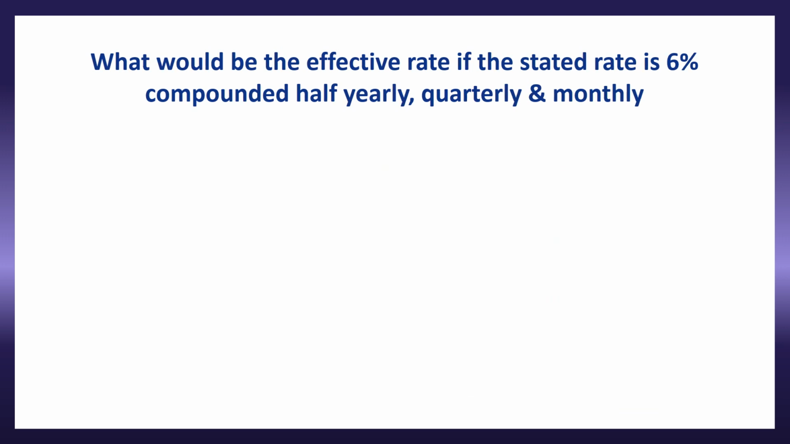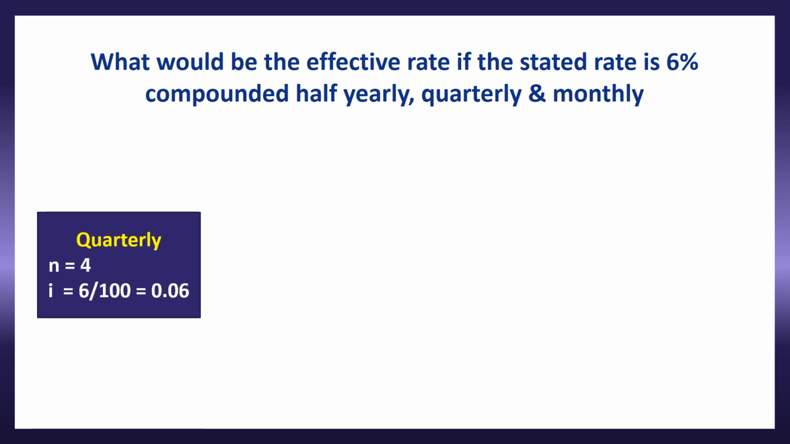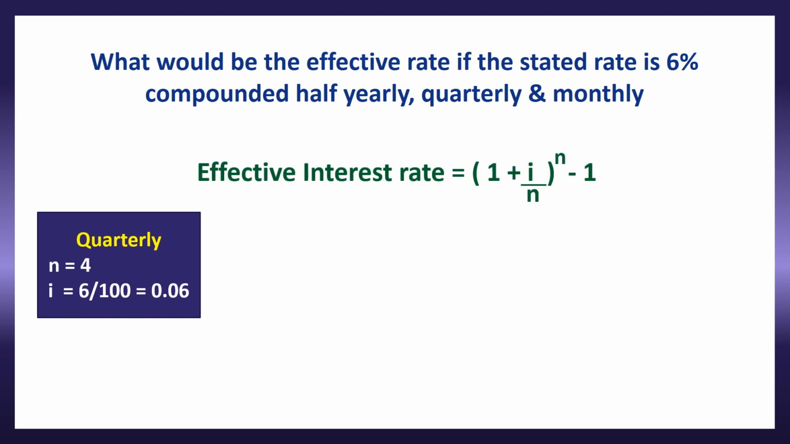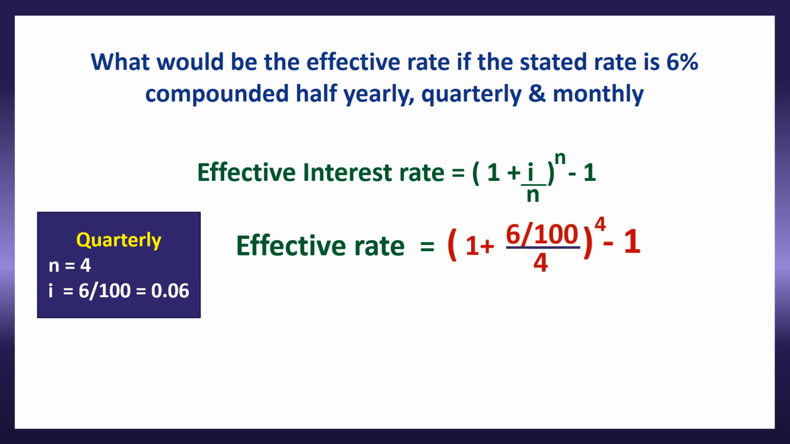Next, let us see what happens to this 6% when it is compounded quarterly. Compounding quarterly means in a year 4 compounding periods will be there. So n will be 4 and i is the same 6%, or 6 divided by 100, that will be 0.06. Now the same formula is used here and these values are applied in the formula to calculate the effective rate. So 1 plus 6 divided by 100 divided by 4.